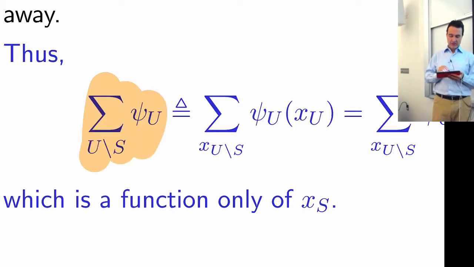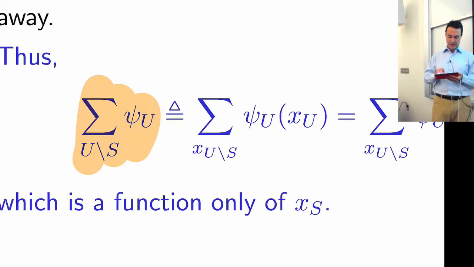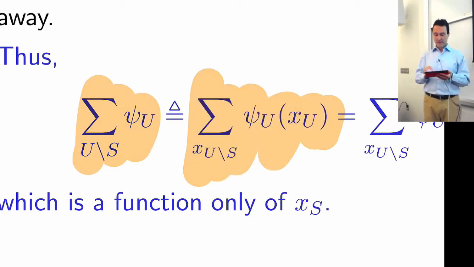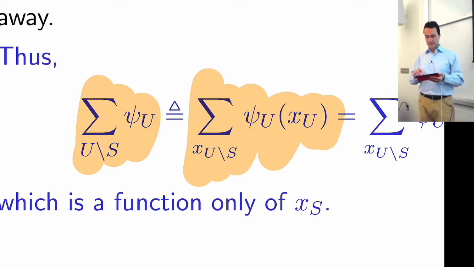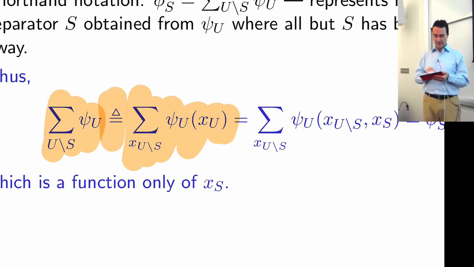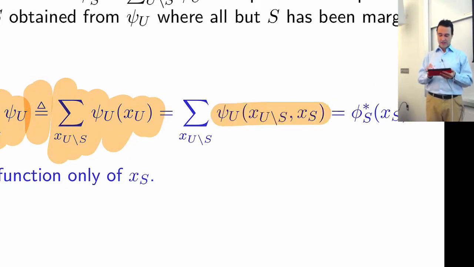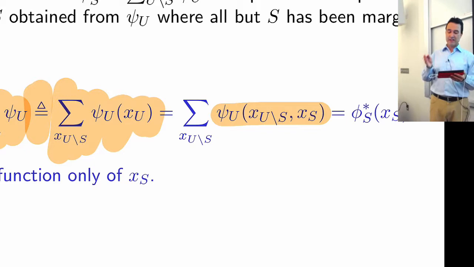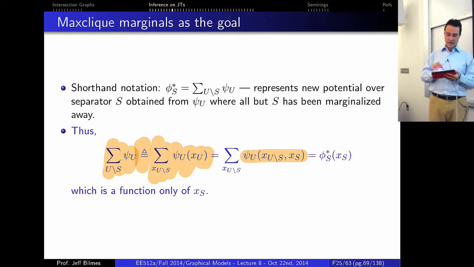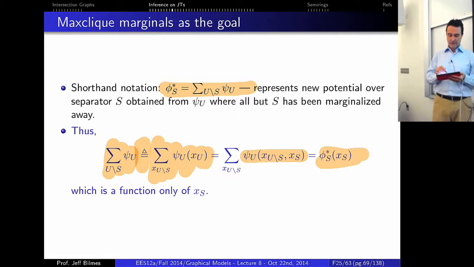When we use this notation here, what we really mean is that we're summing out x indexed by U except for S of this potential psi sub U of x sub U. So this notation is defined to mean that, which is really a function of x of U except for S and x of S, right? Because U is equal to U except for S and S, because S is a subset of U. And that's just defined up here to be this.